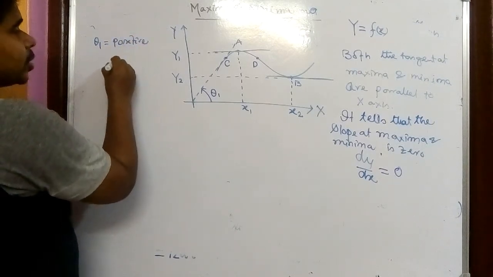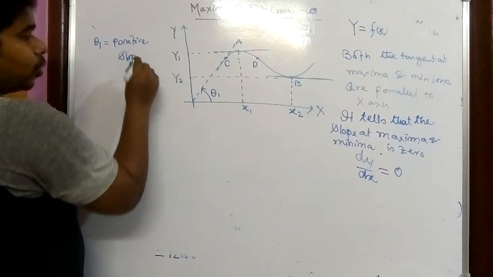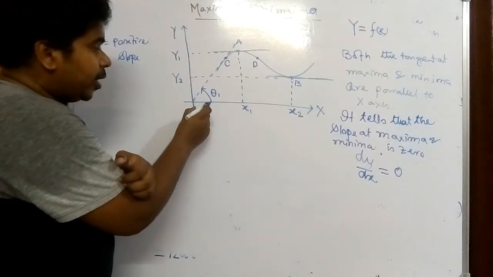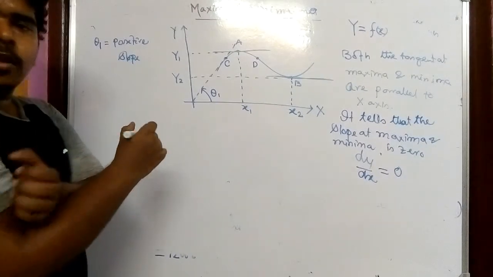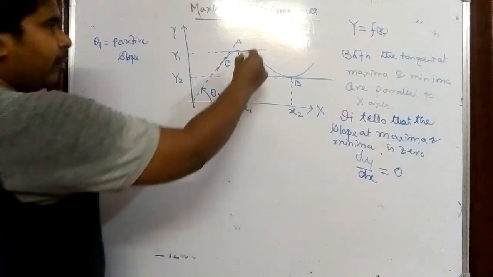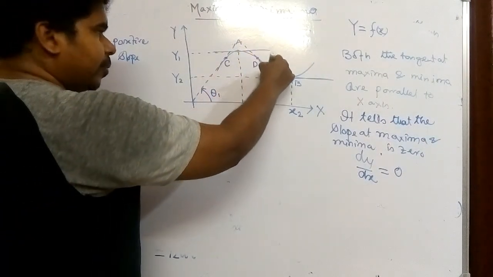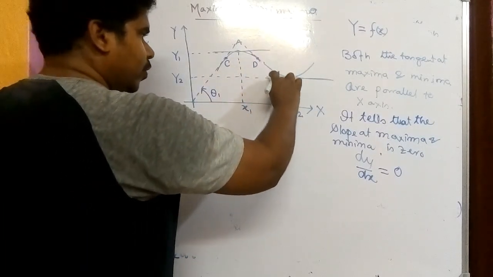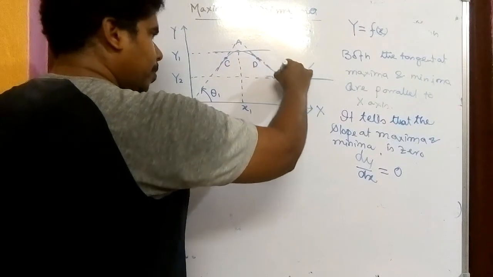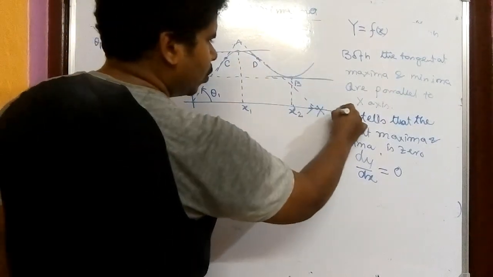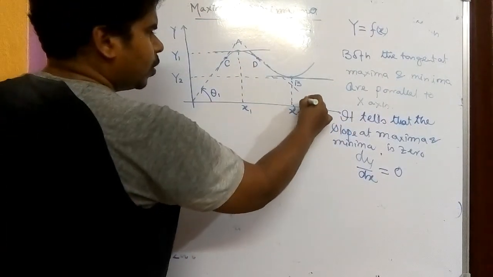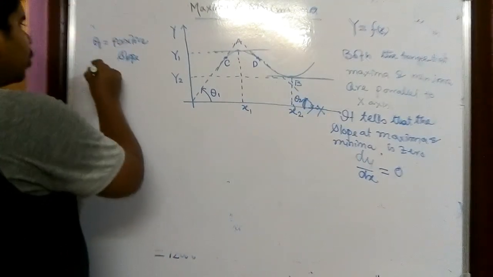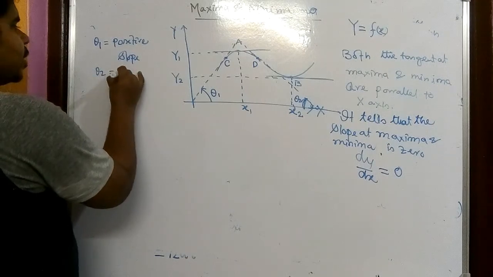Now why is it a positive slope? We know that the slope angle is always measured from the x-axis. If the angle is in the anti-clockwise direction, that is positive. And if I draw a slope along D, it should go this way. So here assume it is theta 2, but here the slope theta 2 is negative.